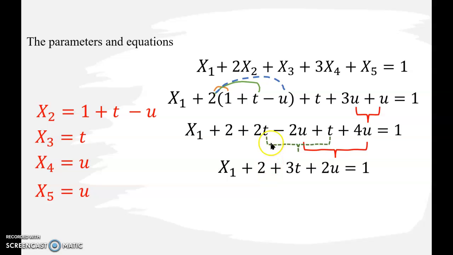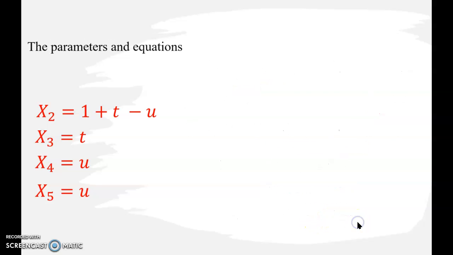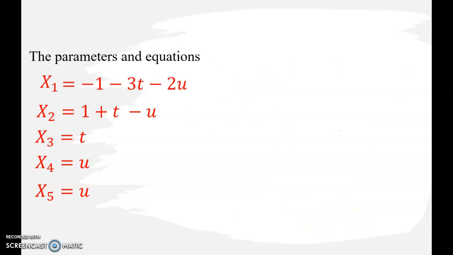x1 plus 2 plus 3t plus 2u equals 1. And then I was going to get everything on the other side, and it took me, I am embarrassed to say, 3 attempts to realize that if I'm subtracting 2 on both sides, then I have 1 minus 2, or -1. I kept writing -3. I'm so embarrassed. So x1 equals -1 minus 3t minus 2u. And that's how you find your parameters and your equations and you solve your system. I hope that helps.